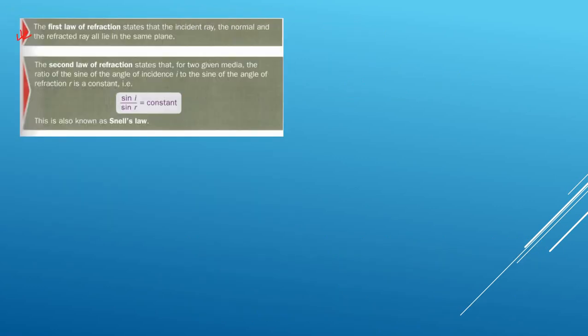Now let's see Snell's law. The first law is similar to the law of reflection. It says that the incident ray, the normal, and the refracted ray all lie in the same plane. The second point is very important. For two given media, like air and glass, the ratio of the sine of the angle of incidence to the sine of the angle of refraction is a constant. Suppose light enters from air to glass, whatever the sine of the angle of incidence is, you divide it by the sine of the angle of refraction, and you will get a constant.